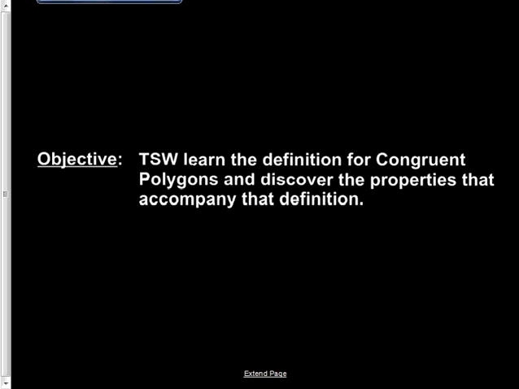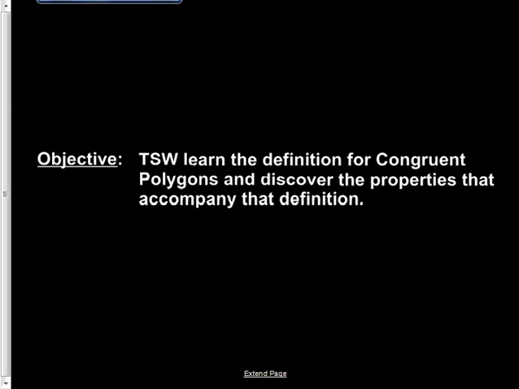Our objective for this day will be: the student will learn the definition for congruent polygons and discover the properties that accompany that definition. You can leave the date blank on your notes for right now until we're sure what day these will actually be for. But at any rate, copy down your objective, and as always, press pause anytime you need more time to copy something down, and then press play when you're ready to move on.